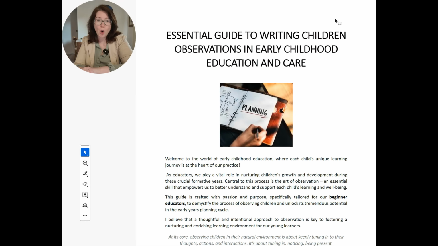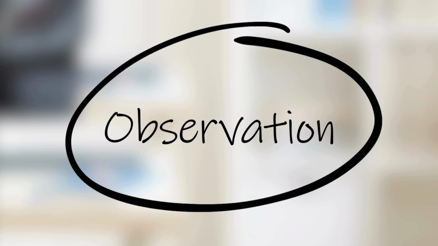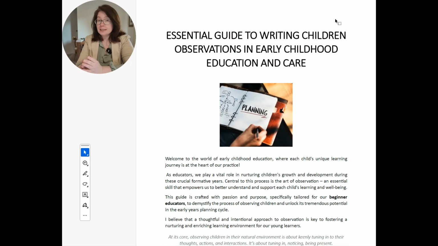Hey educators, we all know that observations are important, but a poorly chosen observation isn't just a waste of time. It can lead to wrong conclusions about the child or a group of children and their learning. With so many types of observations, you don't know which one to choose, and sometimes as a new teacher or educator, you feel a little lost.